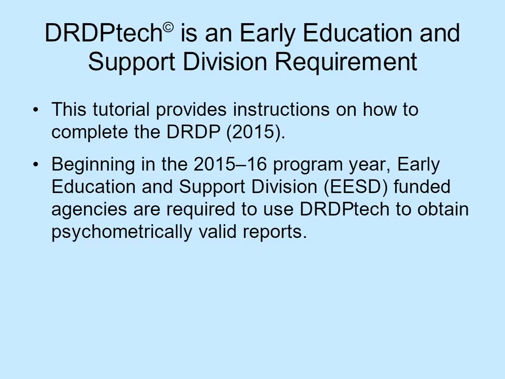This tutorial provides instructions on how to complete the DRDP. Beginning in the 2015-16 program year, Early Education and Support Division EESD funded agencies are required to use the DRDP tech to obtain psychometrically valid reports. For more information, please review Management Bulletin 15-03.